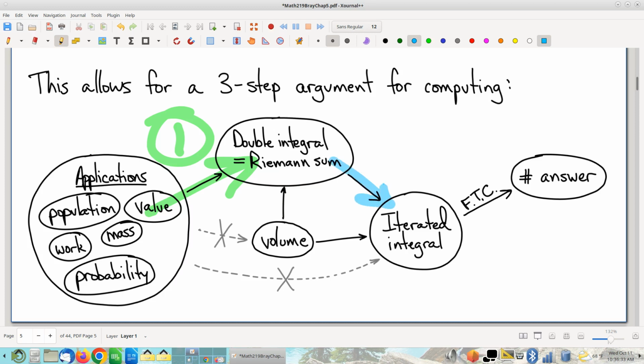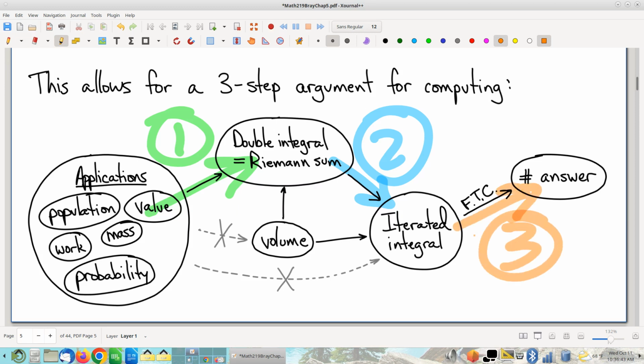Second, rewrite the double integral as an iterated integral. And then third, run it into the end zone, right? Just crank out that iterated integral with the fundamental theorem, which we already know how to do. Make sure to give me all three of these steps. Good news, it's easy. But please do make sure to give me all three of these steps.